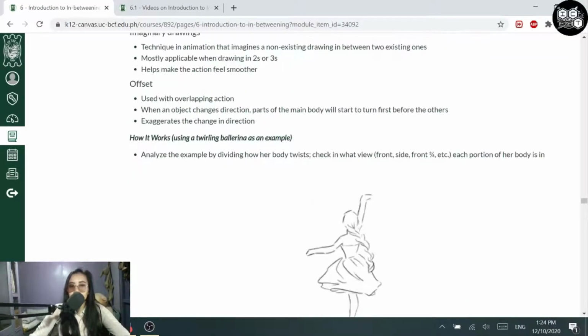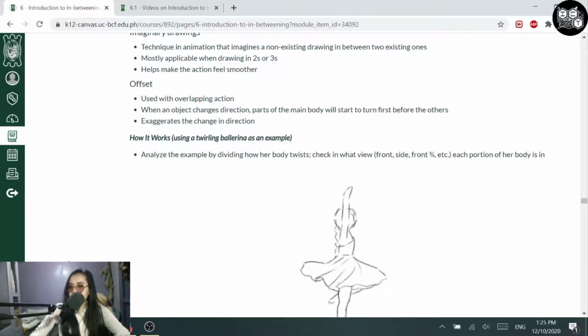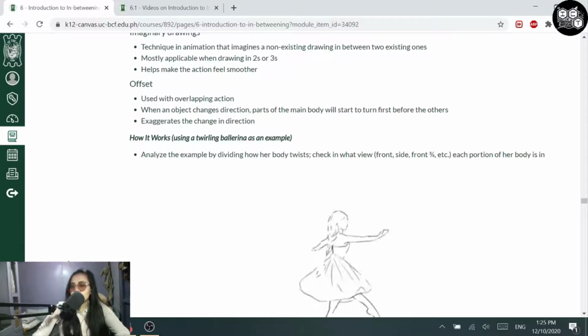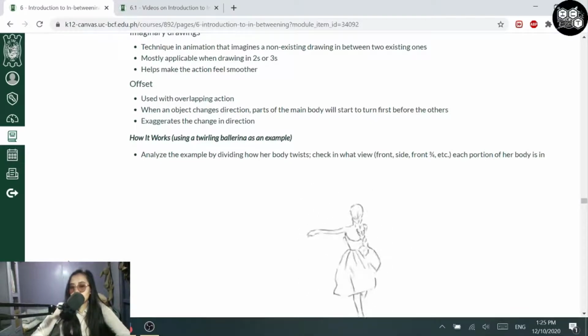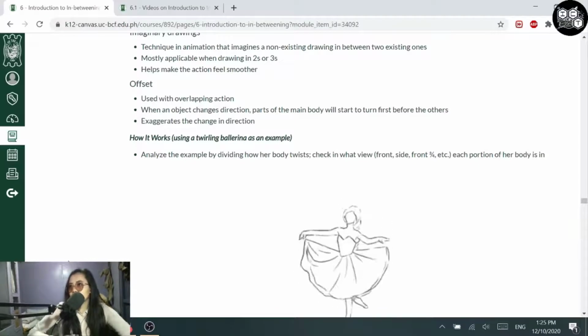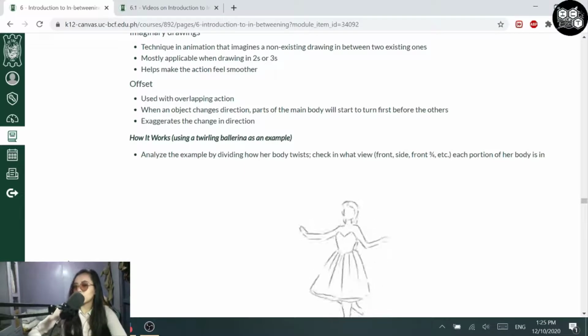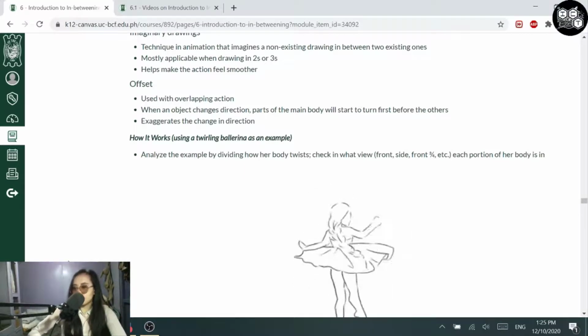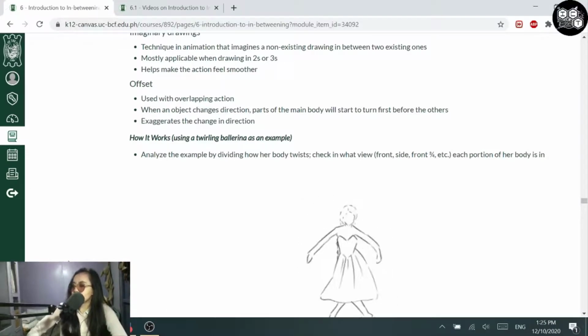Next, we have offset. Offset is used with overlapping action. When you do a full body turn or when an object changes direction, not everything changes at the same time. Of course you have your secondary action, but more importantly, it's about how you turn your body. For example, if you create a full body turn where all of your body parts move at the same time, it would look a bit more robotic. But if you start to move your head first, then your torso, and then your legs, it makes for a more fluid, more human motion.